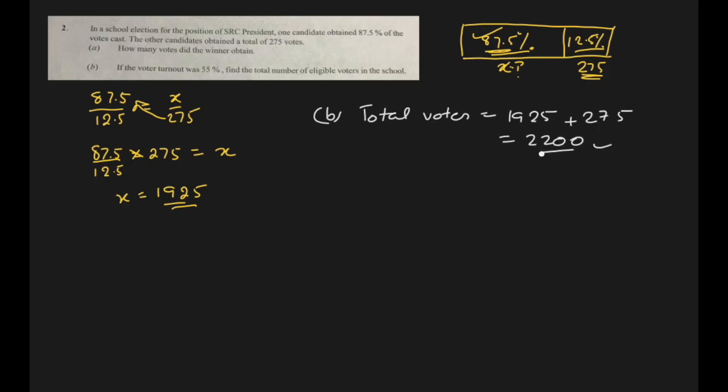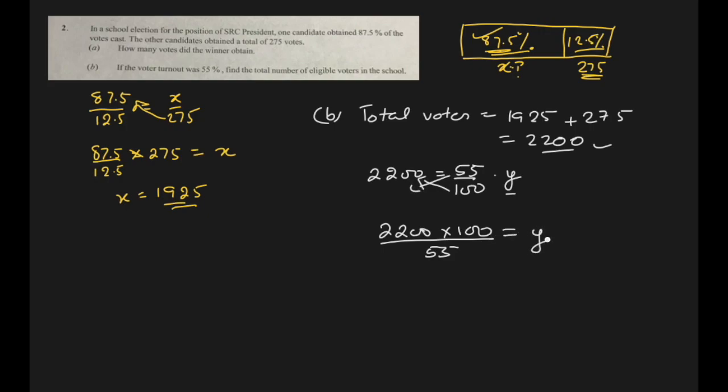Okay. Now this 2200 is 55% of the total number of eligible voters, and they're asking to find the total number of eligible voters. So 2200 is 55% of a big number which is unknown. Let's call it Y, and we have to find Y. Again, let's do cross multiplication.